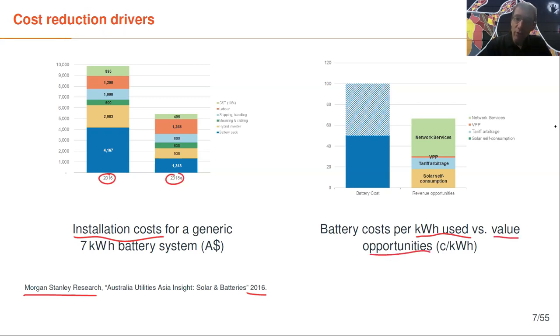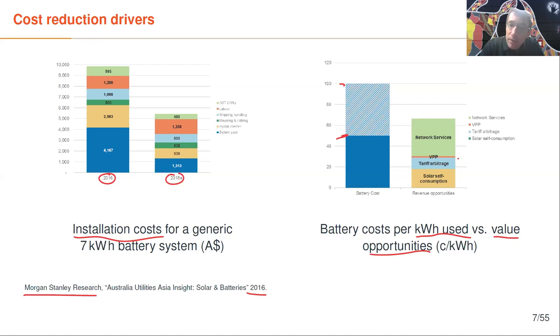So this chart on the left tells you that if you move 1 kilowatt hour of energy out of the battery, that costs you between 50 and 100 cents per kilowatt hour. And on the right, we have the revenue opportunities.